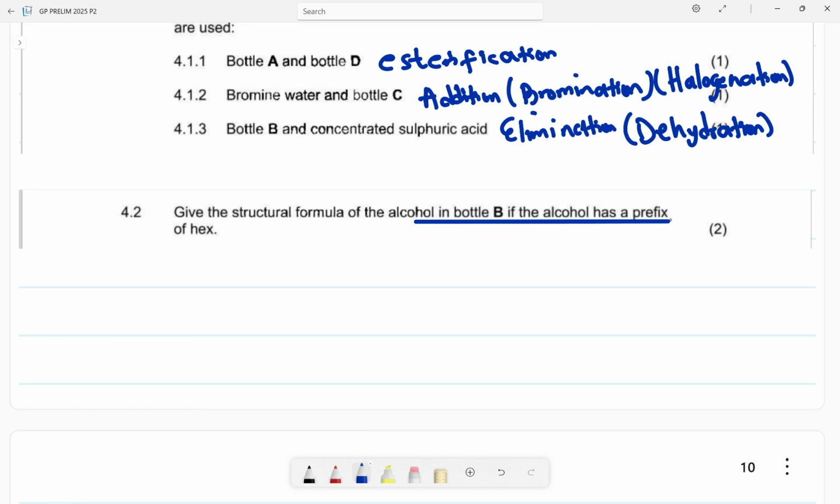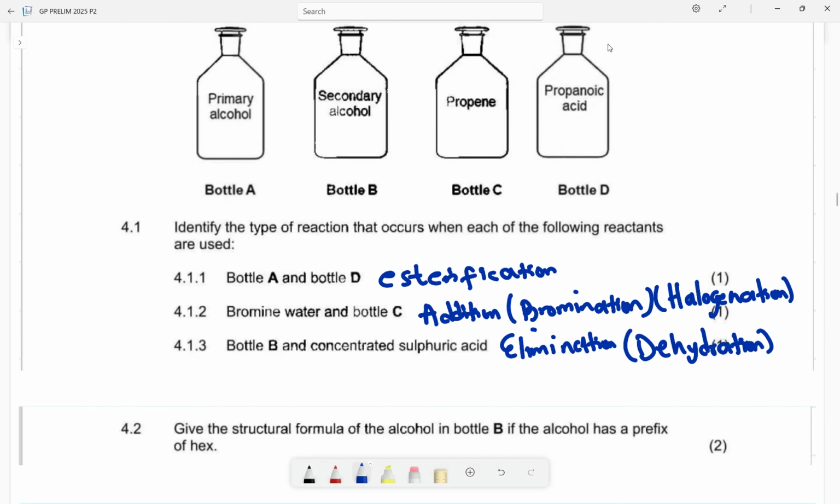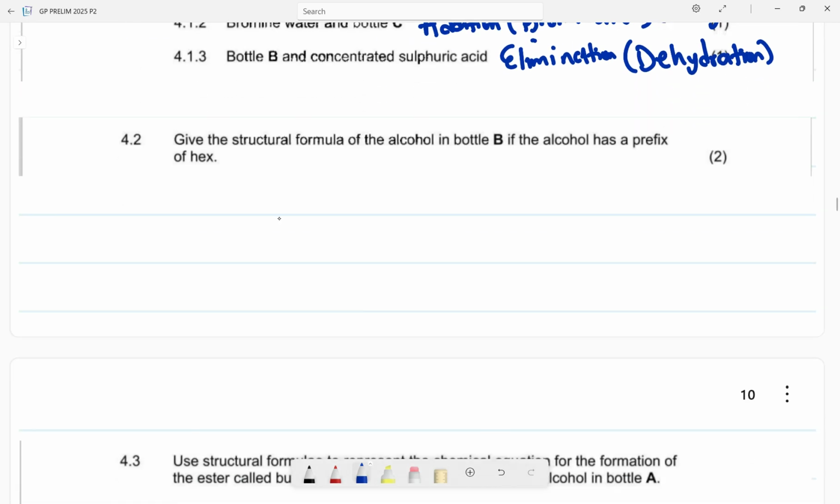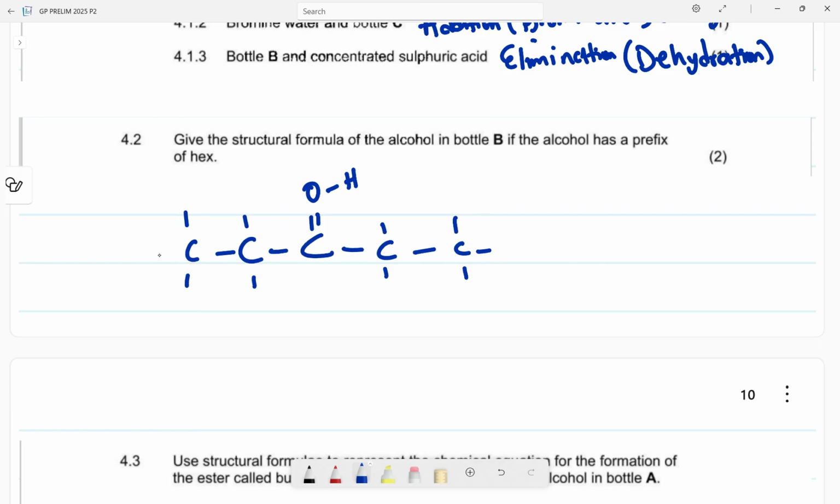If the alcohol has a prefix of hex, so it has six what? Six carbons. But now bottle B, it is secondary. So before I go anywhere, let me just focus on the carbon bonded to the OH. Since it is a secondary, it needs to be bonded to two other carbon atoms to be a secondary. Then you can continue, so that it becomes six. Others are here, others are here. 1 2 3 4 5 6. Let's not forget the H. The H, you can throw it however, guys.